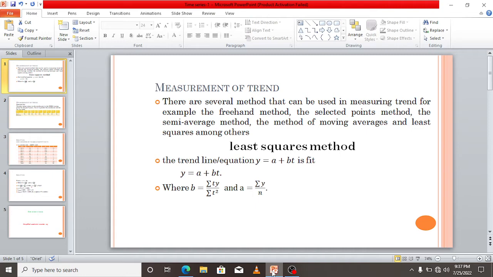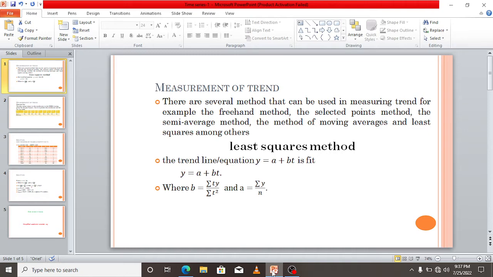So in today's video, we are going to look at measurement of trend in time series. So we are going to look at how we can measure a trend using least squares method. There are very many methods of measuring trend, but we are going to look at basically least squares method.